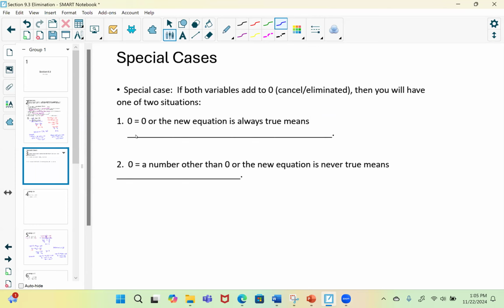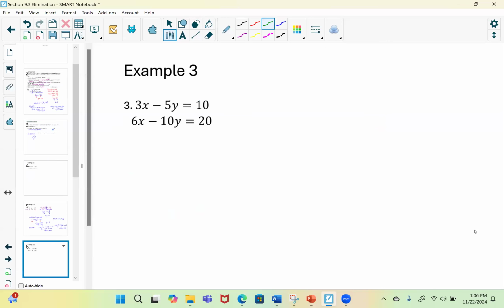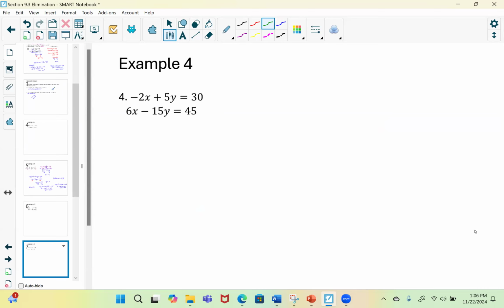So we are going to look at number 4. For number 4, again, the first step is line up your x's and our y's. So we're good. They're lined up.